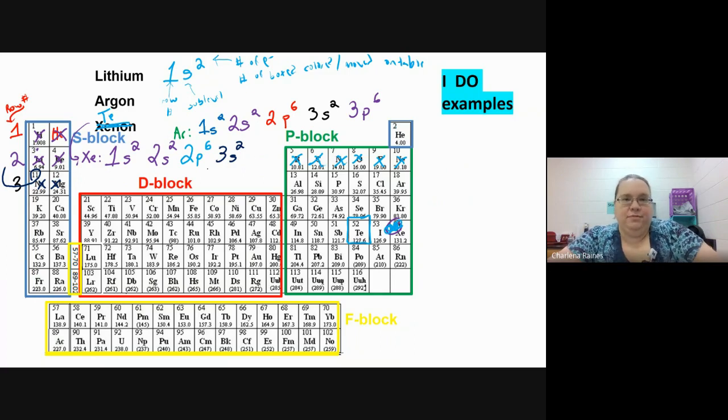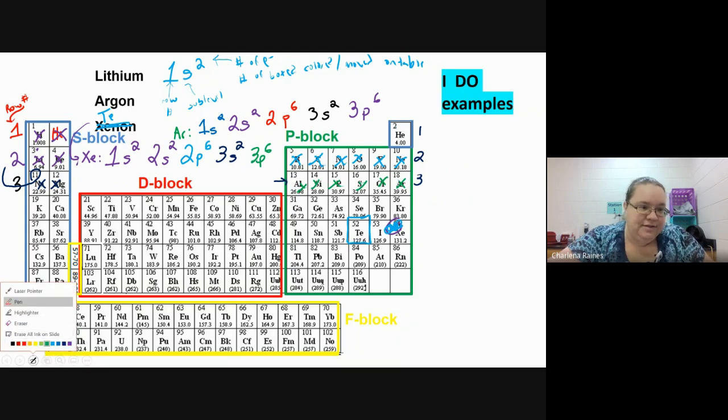So after 12 comes 13. Well, if I number the outer side, I can see that, yes, I am still in the third row, but now I'm in my P block. So 3p, count the number of boxes, count the number of elements. That lets you know your exponent. All righty, we've now done 18 electrons. So now we have no choice but to go to electron number 19. Well, electron number 19 and element number 19 live in the same place in the cloud.